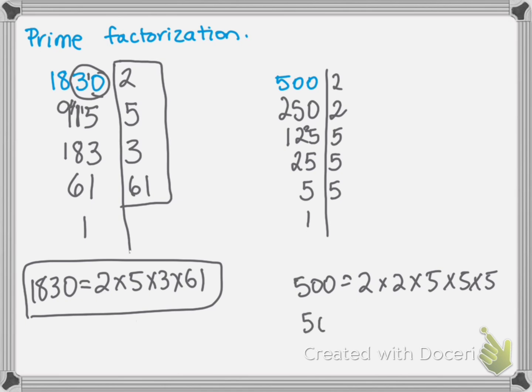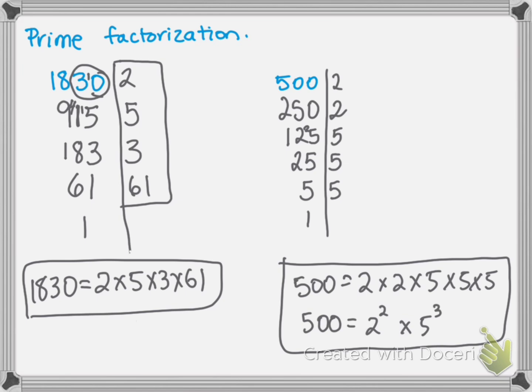Now you also have learned that you can write this with exponents. We have 2 to the second power times 5 to the third power. But we will review this in a later lesson. But that is the prime factorization for these numbers.